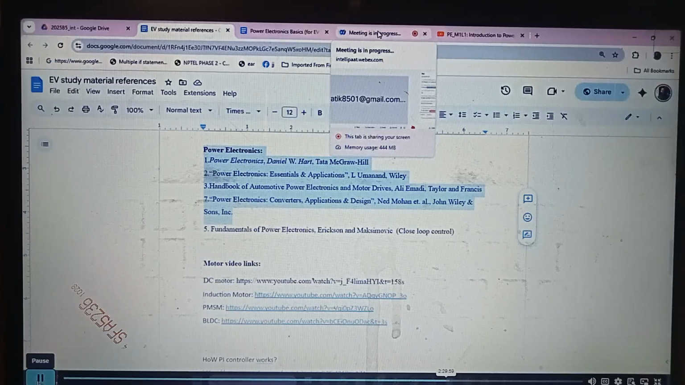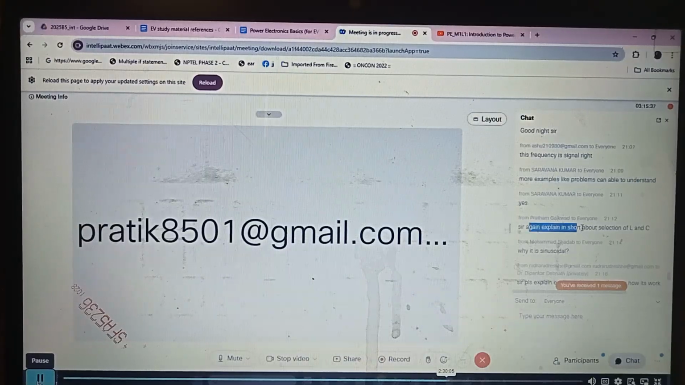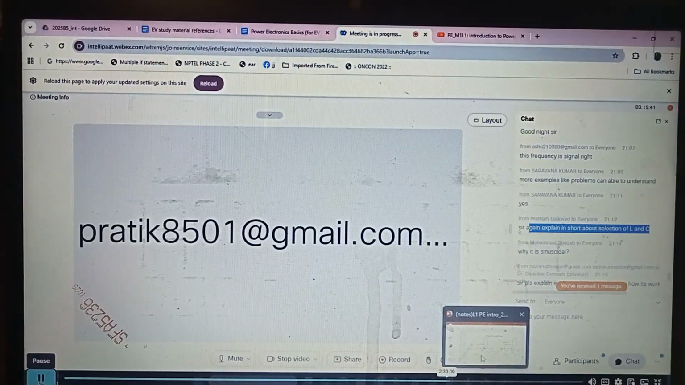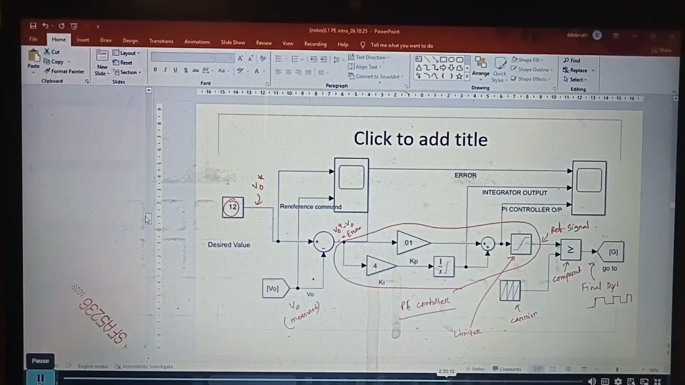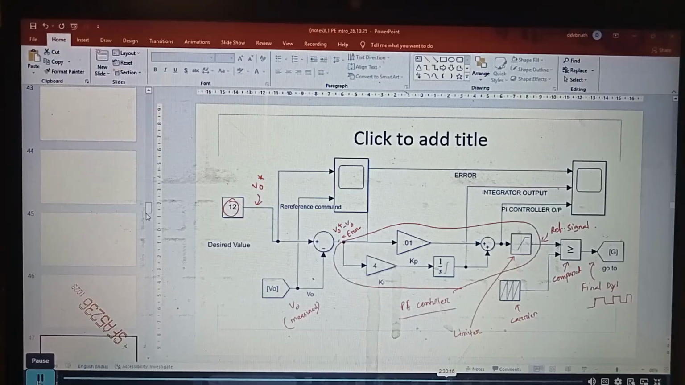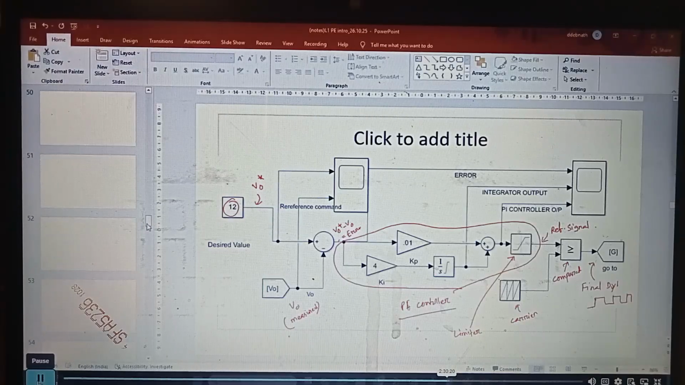Unfortunately, I cannot discuss each and every problem. It takes a huge amount of time. Okay, there is another question, in short, about selection of LNC. Selection of LNC is very straightforward. You just have to follow standard formulas. Let me know which part you want in more detail.